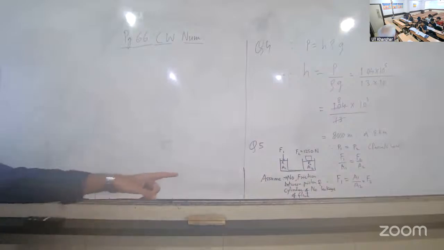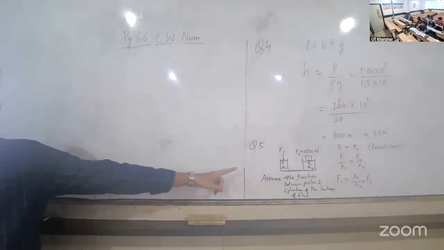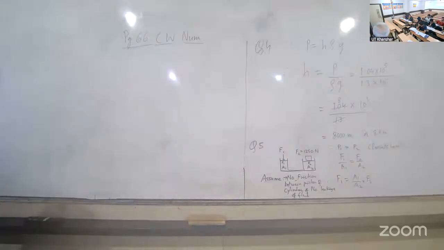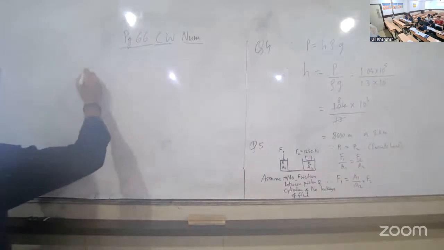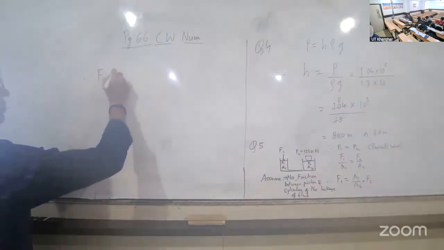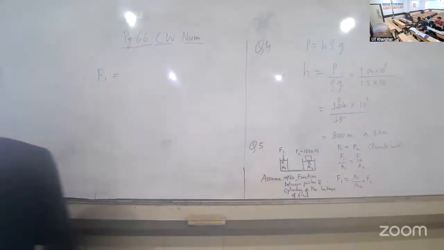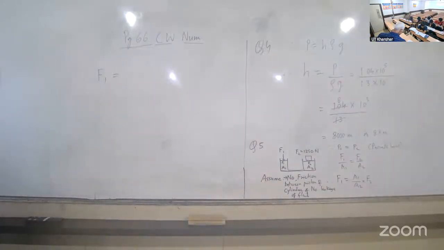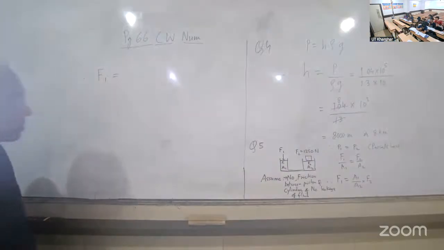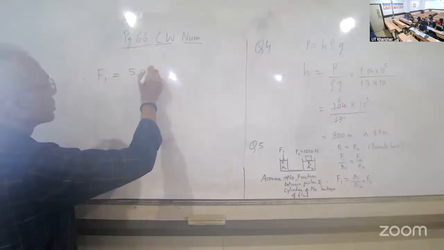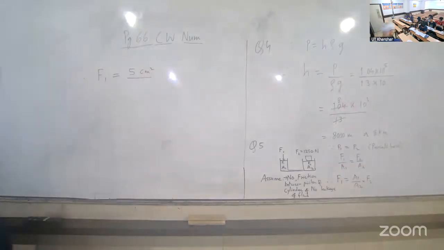Okay, so everybody got the logic of this question. Everybody read the question? Okay, so calculate. Now how much is the area here? So therefore F1 is equal to... What is A1? A1 is the small area. What is the small area? 5 centimeters square. So 5 centimeters square. What is the bigger area? 625 centimeters square.